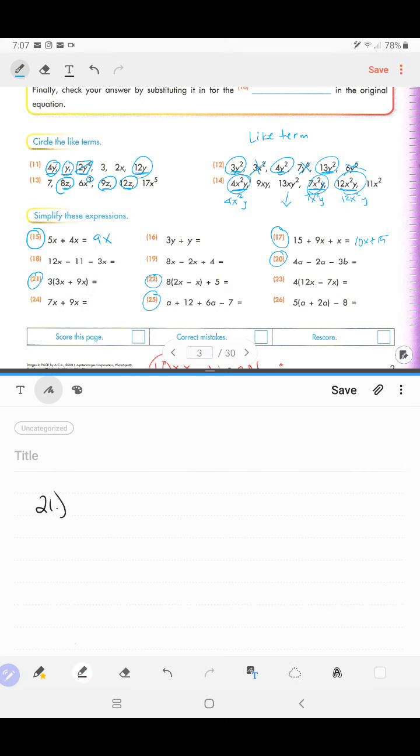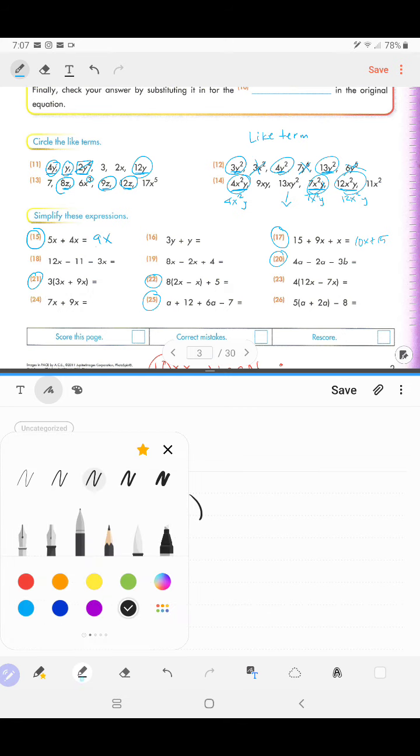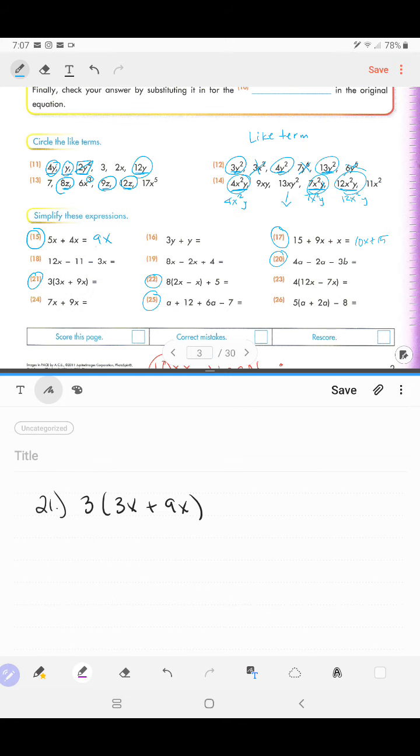Number 21. So for this one, we're getting into multiplication because there's no sign here. It doesn't have a plus, a minus, a division. It doesn't have a multiplication either, but that's what it means. So a number outside of a parenthesis means multiply. So 3 is going to multiply with this and with this, and you always bring the sign with it.